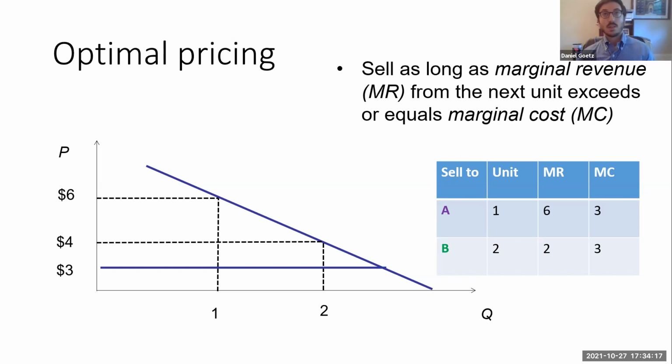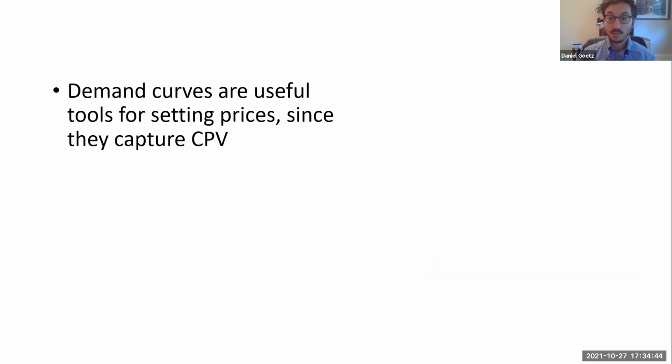The idea again is that when we want to sell to more people, we need to drop the price. And that means that we're losing revenue from the people who were paying that higher price initially. So that's optimal pricing if you have this kind of set of consumer valuations and your marginal cost curve.